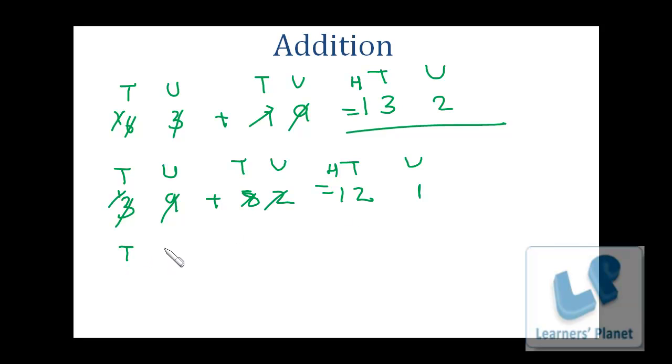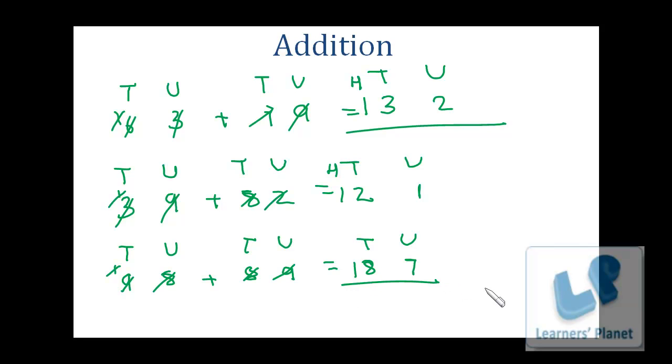Now suppose we have 98 plus 89 equals tens and units. So 9 plus 8 first, which equals 17. 7 over here, 1 is carried. 8 plus 9, 17, plus 1, 18. So that's 187. This was very easy, right children?